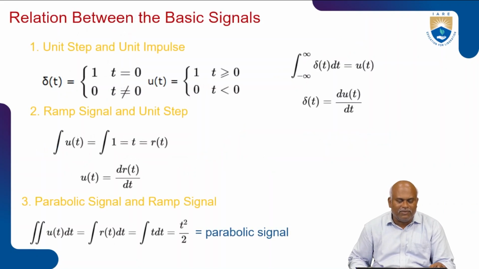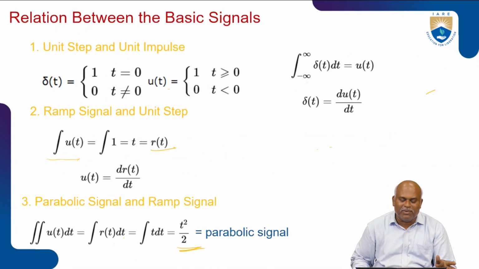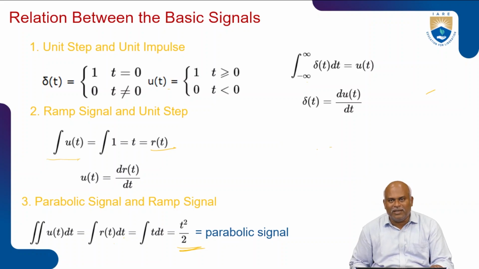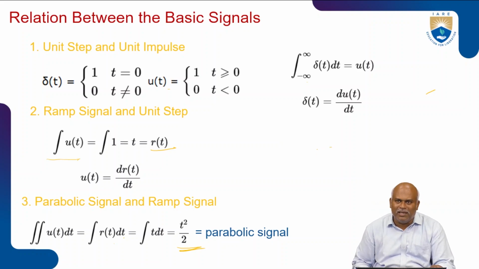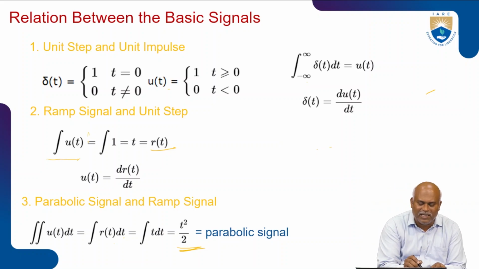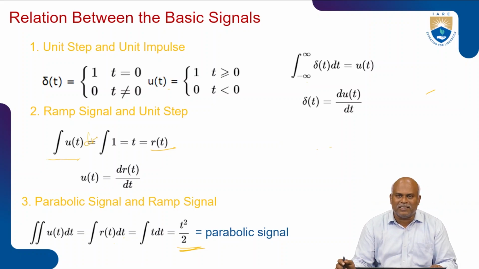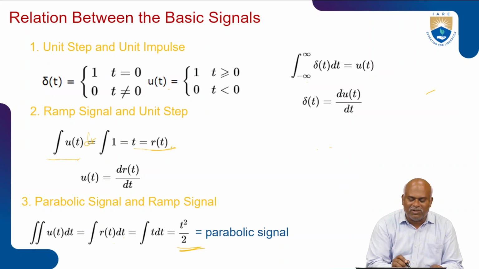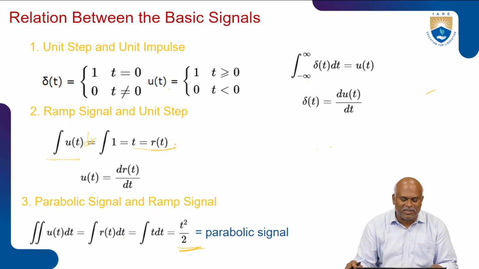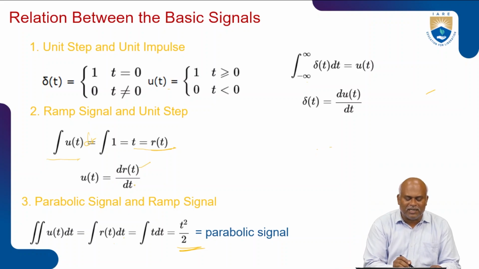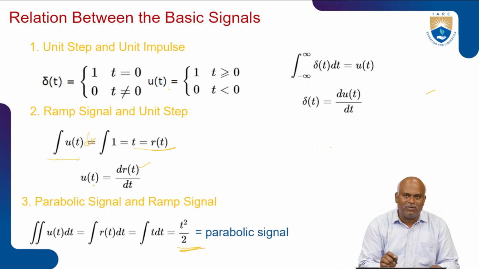So here for the unit step and unit impulse signals, if you take one integration of the unit impulse, you get u of t. If you have u of t and need to find del of t, then differentiate u of t with respect to t. For the ramp signal, we do the integration of u of t with respect to dt, and that gives t, which is equal to r of t, the ramp signal. Or if we have the ramp signal, differentiating with respect to t gives u of t.